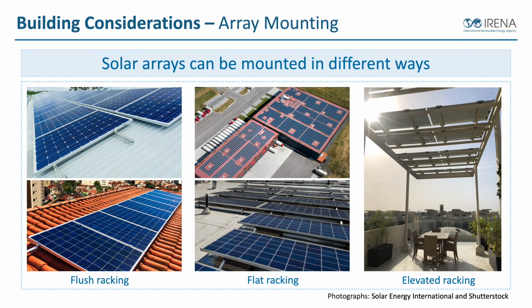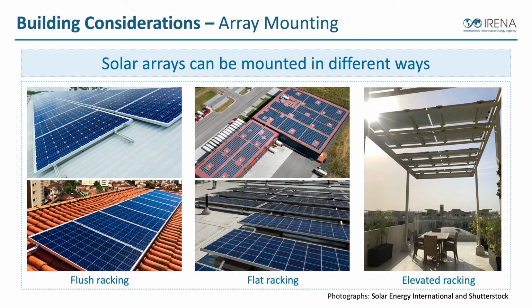Now, when we consider array mounting, there's a lot of different ways we can attach to buildings and structures. So let's look at a couple of these here. Solar arrays can be mounted in different ways. And on the left-hand side, we see what we call flush racking, or a flush mounted system. What that means is we're attaching the solar array to the roof at the angle that the roof is at.